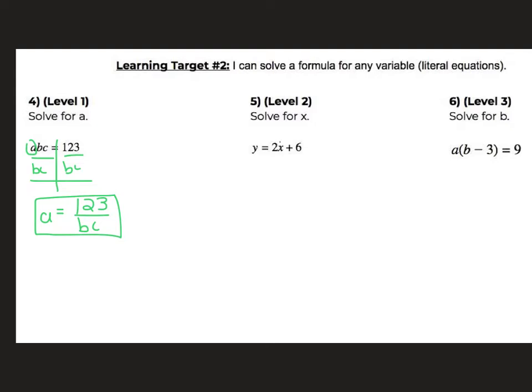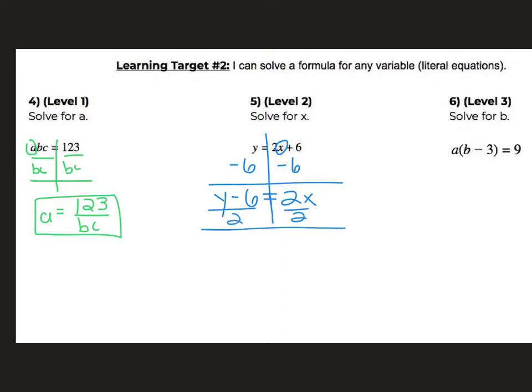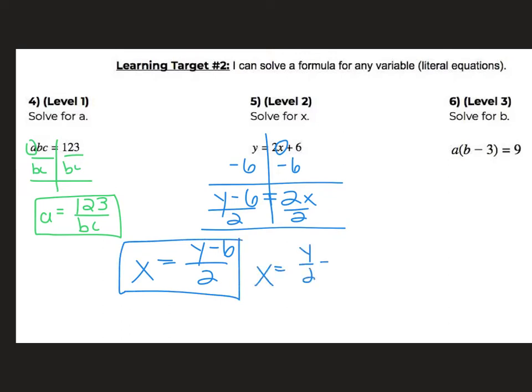Next problem here, we're solving for x. So first thing we need to do is get rid of a plus 6 by subtracting 6 on both sides, leaving us with y minus 6 equals 2x. Next, to get rid of a times 2, we'll divide by 2. So we could have the answer of x equals y minus 6 over 2. We could also divide both parts here, and we could get y over 2, or 1/2 y, minus 3, which would be if we divided 6 by 2. So a couple different answers for this one.